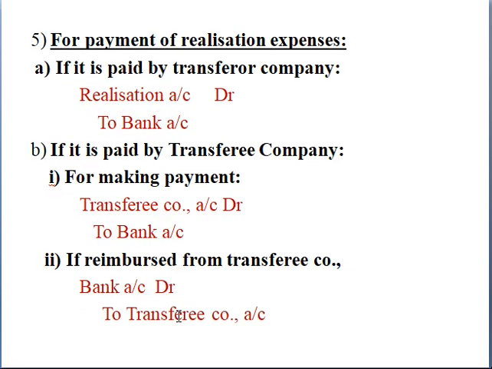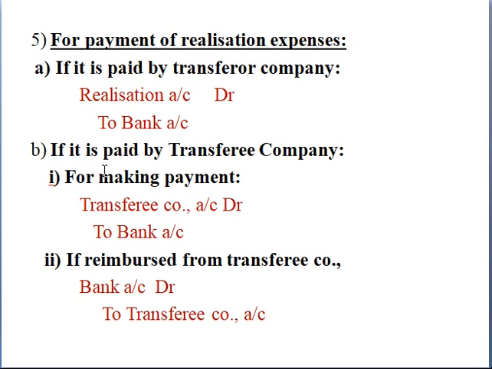Then fifth one is for payment of realization expenses. Under that, the first case is if the realization expenses are paid by the selling company, that is the transferor company. Here the selling company prepares its entries in its books, right? When the expenses are paid, cash goes outside, so enter in the credit. Credit what goes out. Your entry is realization account debit to bank account.